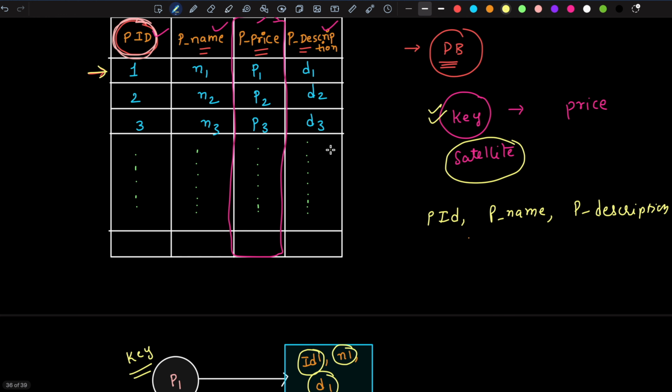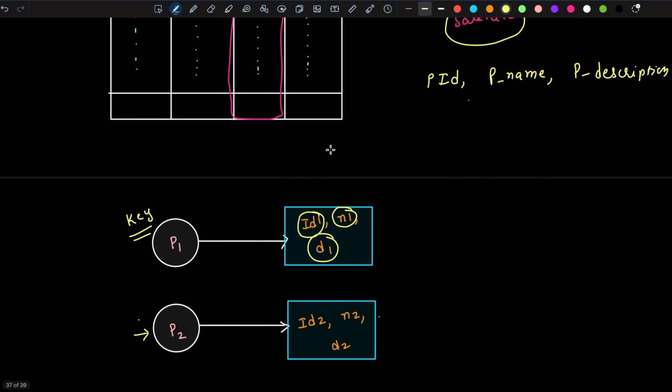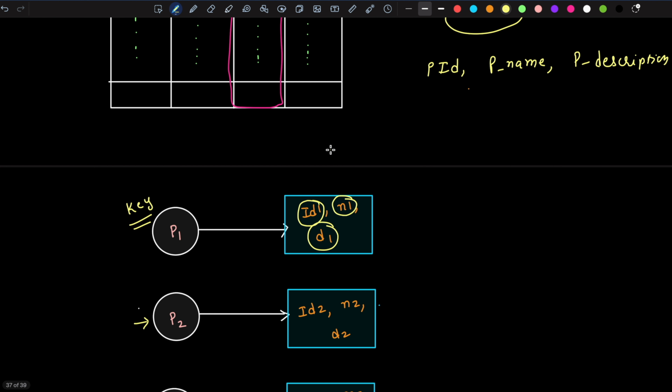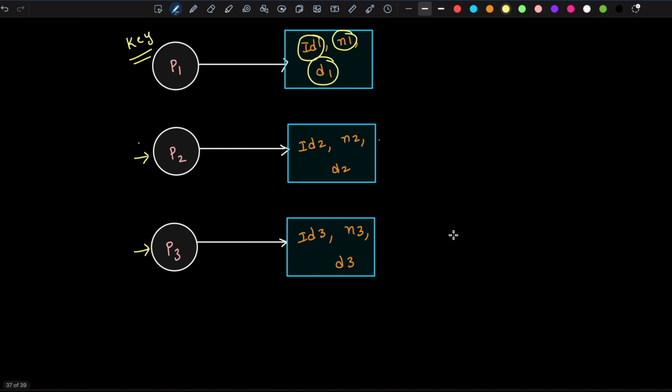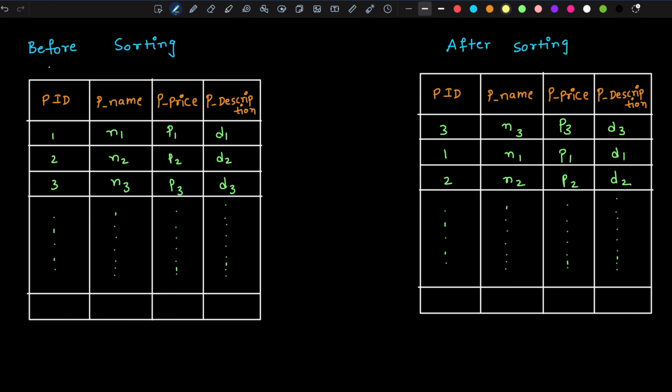So we know about an ascending order, right? The smallest value will be at the first place, and the second smallest will be on the next place and so on like this. So initially I have this table, right? This table contains the information of product 1, ID of the first product is 1 and the name of the first product is N1 and then P1, D1, right? And so on like this.